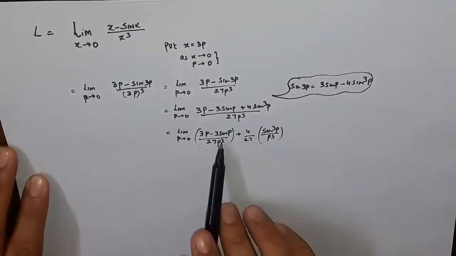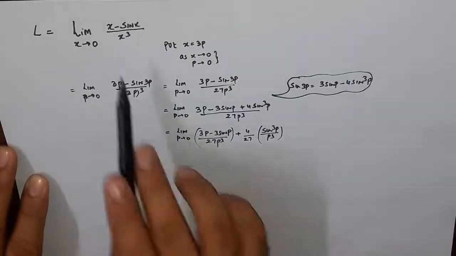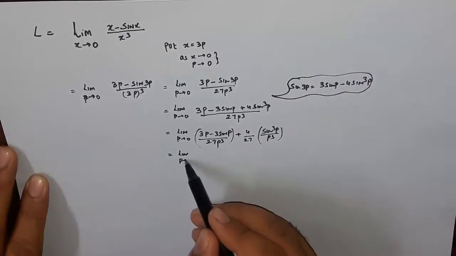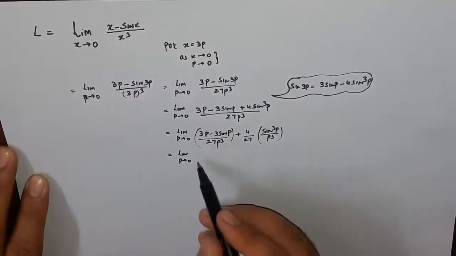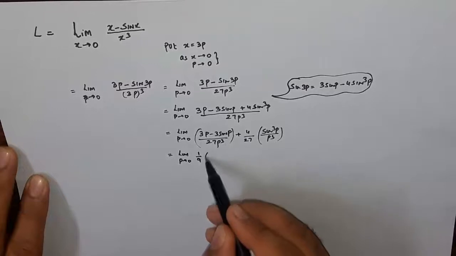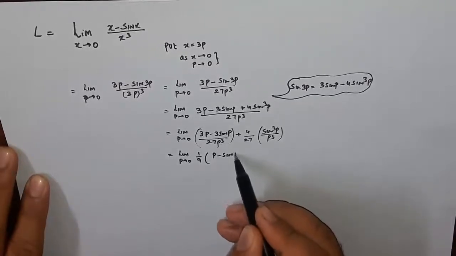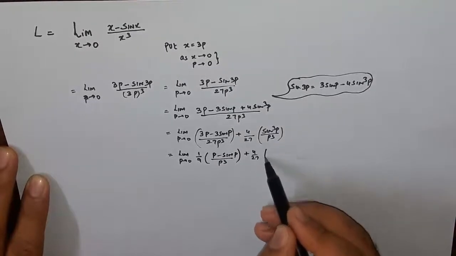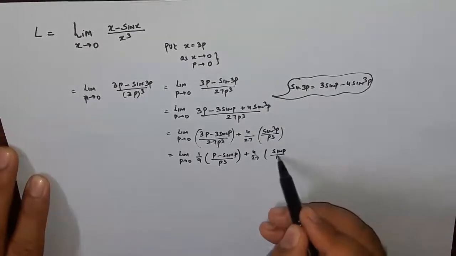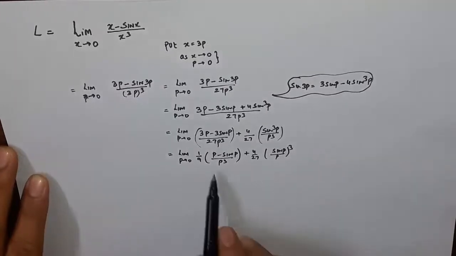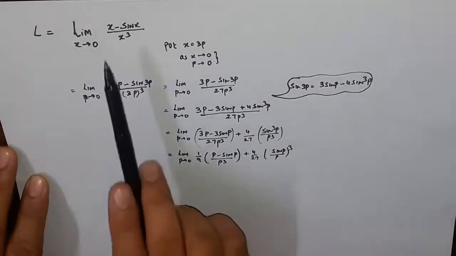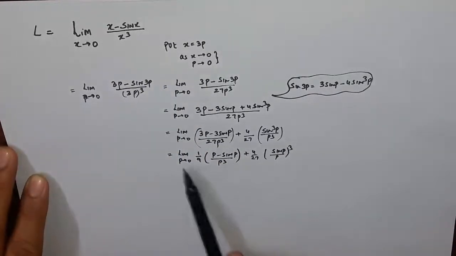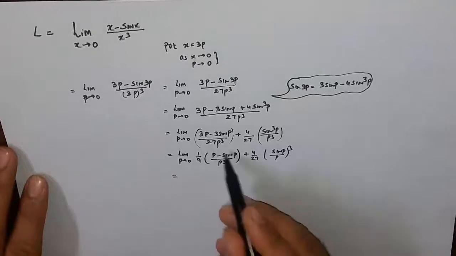Why have we segregated this? Because if we observe, this is actually in the form of the actual question. So if we take 3 common and cancel it with this 27, we have 1 by 9 into (p minus sin p) upon p cube, and here we can write this as (sin p upon p) whole cube, right? So this is actually the real question: x minus sin x upon x cube, where x approaches 0, and here we have p minus sin p upon p cube where p approaches 0. So we can write this as L again.